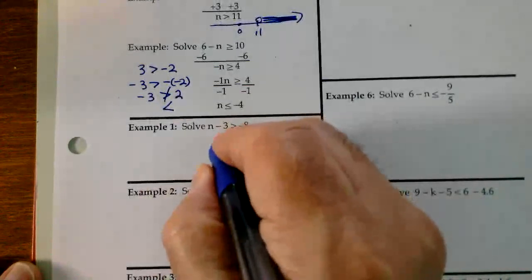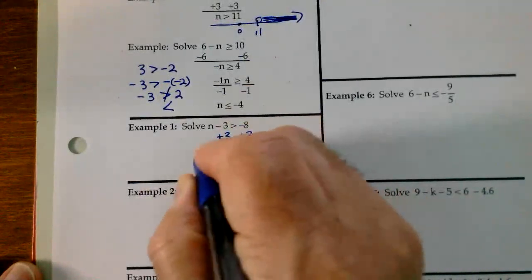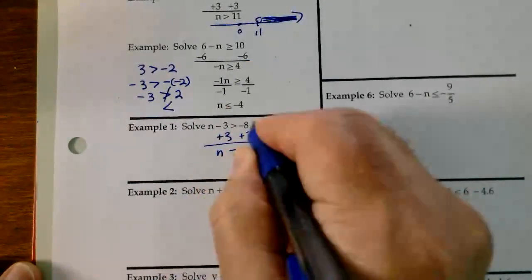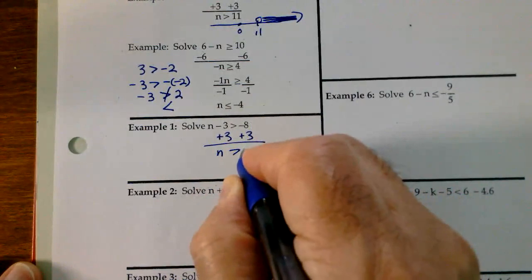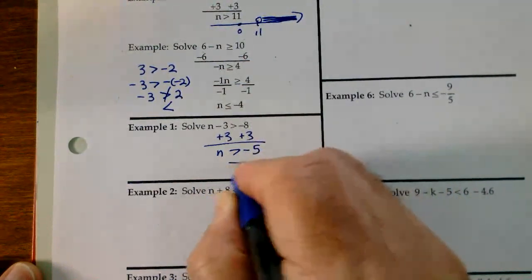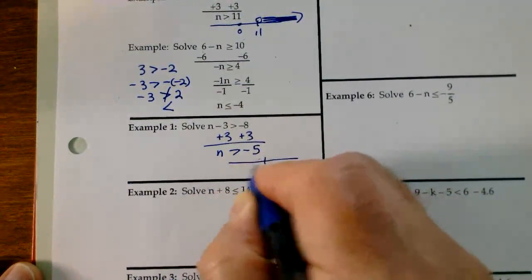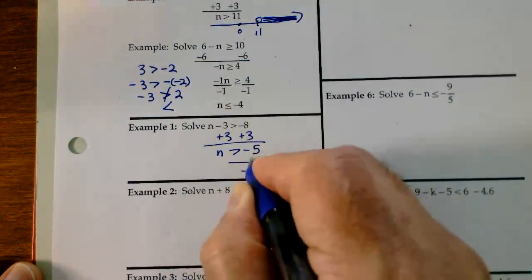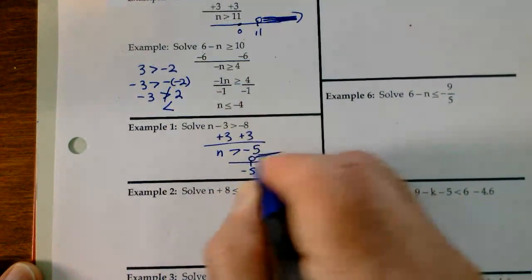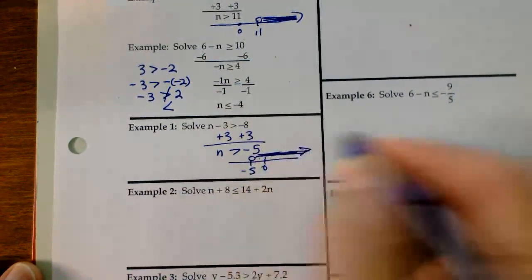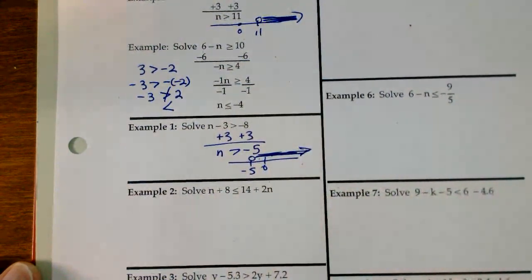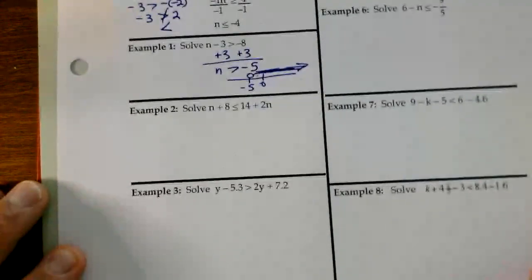On this one, all we do is add 3 and we're done pretty much. As you could see, -8 plus 3 would be -5. You can imagine a number line if you had to. Here's -5 and you're going to the right. And that's why you want to keep your variable on the left.